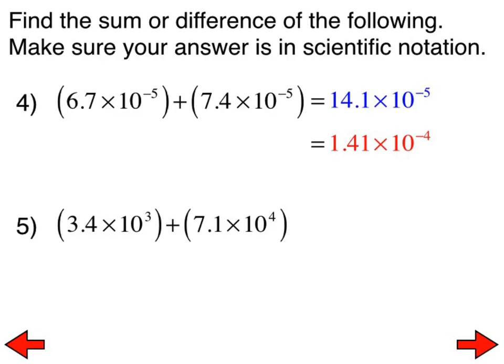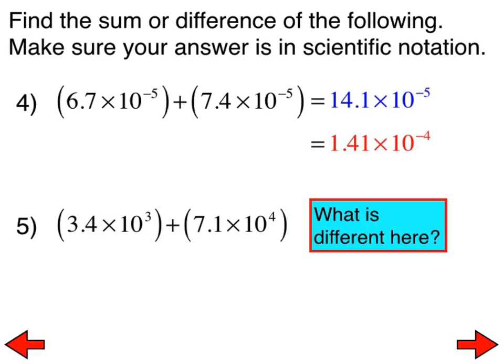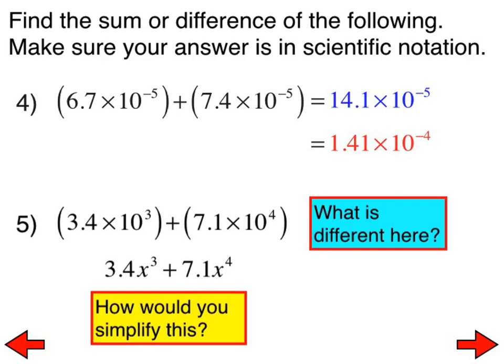What's different about number 5 compared to 1 through 4? The exponents aren't the same. Yeah, the exponents aren't the same. So what that means right now is we don't have like terms. That would be like trying to combine x cubed with x to the fourths, and we can't do that. So what we're going to have to do here is make a slight adjustment.